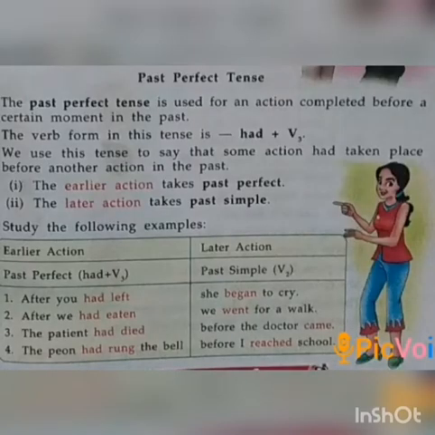The past perfect tense is used for an action completed before a certain moment in the past. The verb form in this tense is had plus past participle. அதாவது வெர்போட தேர்ட் ஃபார்ம். We use this to say that some action had taken place before another action in the past. The earlier action takes past perfect. The later action takes past simple.